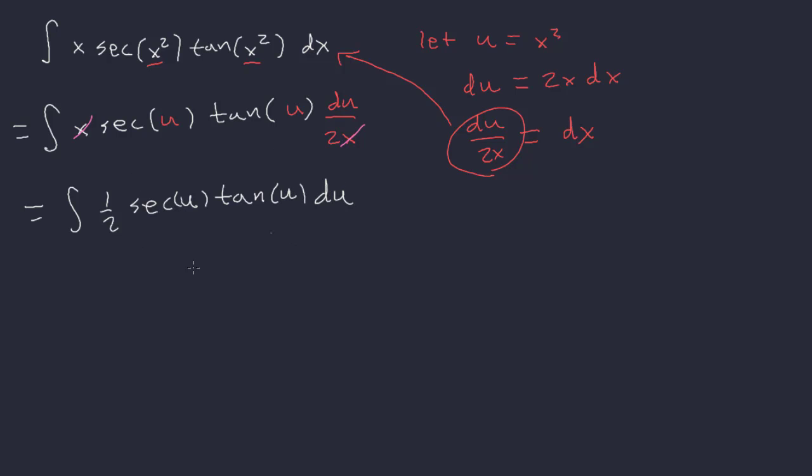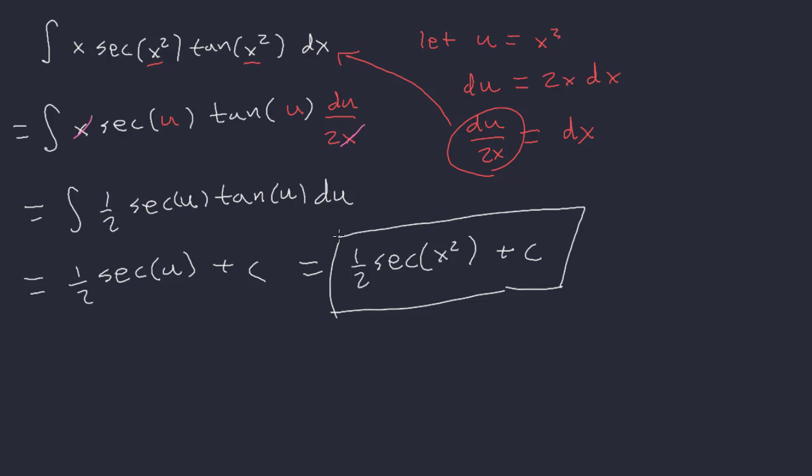And that is one of our integral rules. That is going to be secant u, because the derivative of secant is secant tangent, so the integral of secant tangent is just secant. And so here we have 1/2 secant u plus c. You put our x's back in, and we've got it. Okay, here's our final answer.